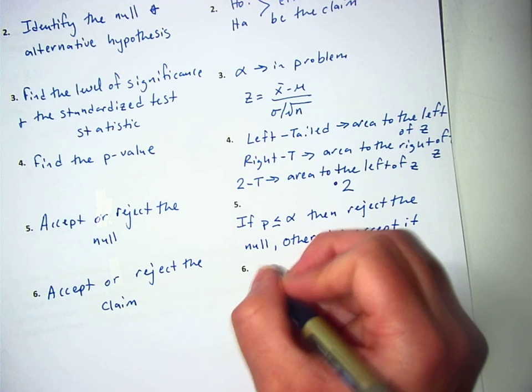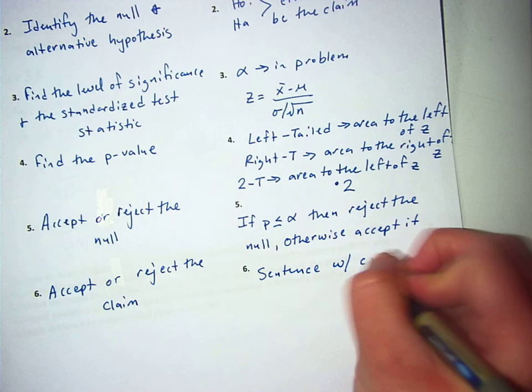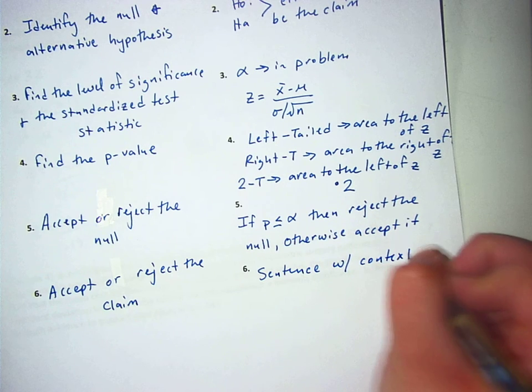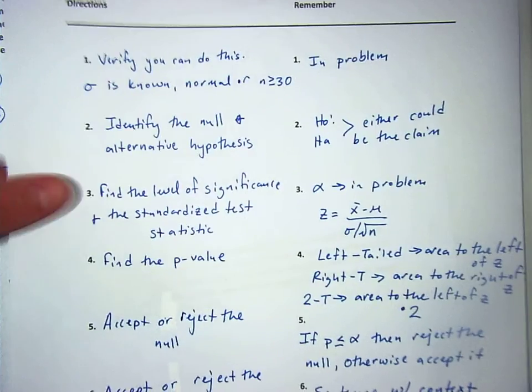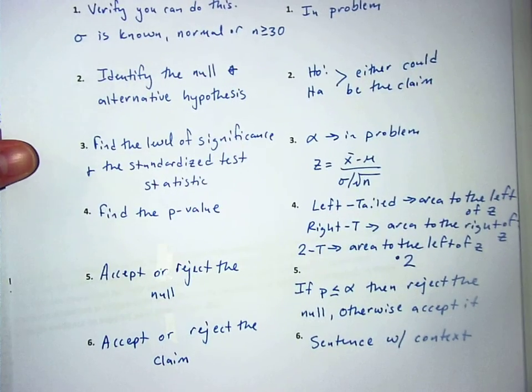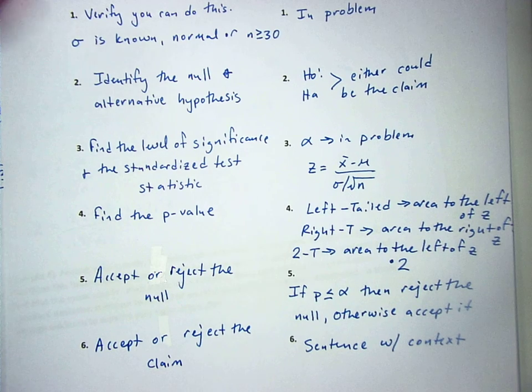And when you're talking about the claim, you need to have a sentence with context. And remember, context is just talking about what it means for the story problem. So I'm going to scoot up my notes here so you can see the whole thing at once. Pause it if you need some time to make sure to write this stuff down.